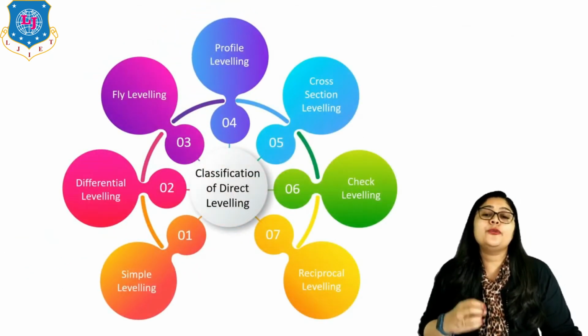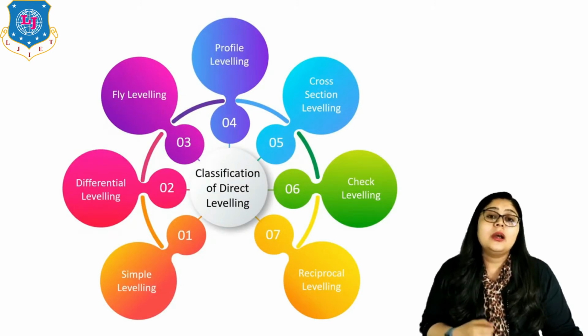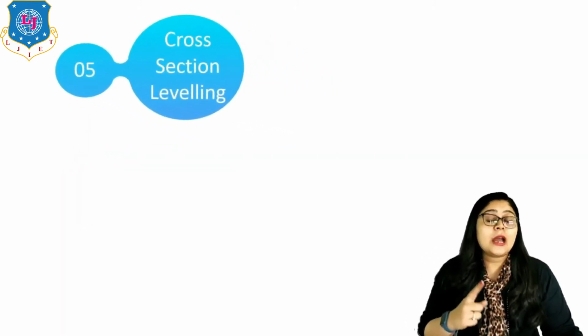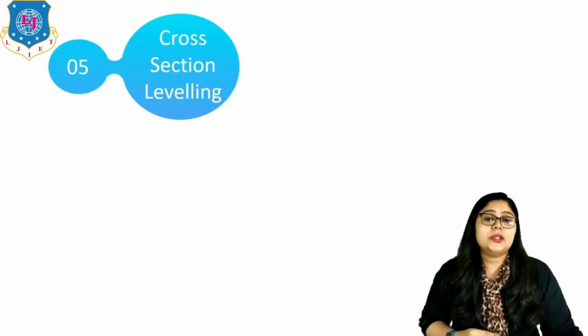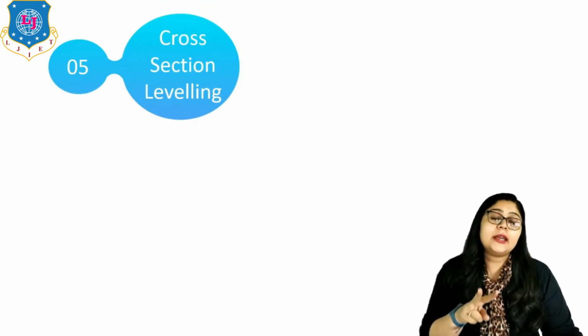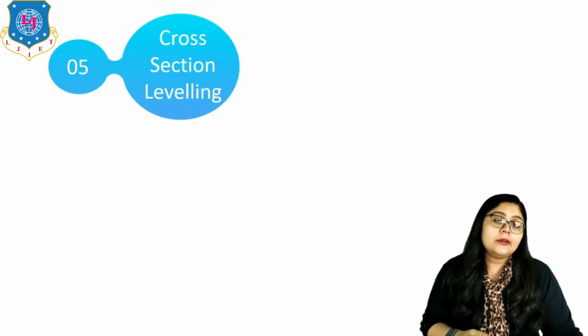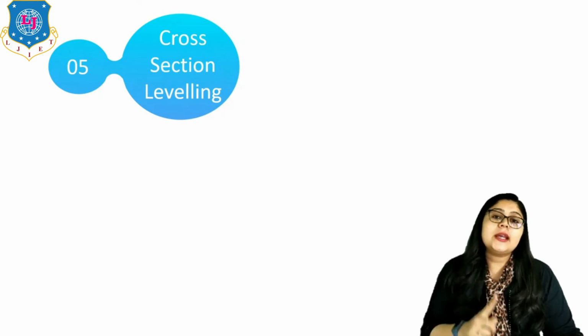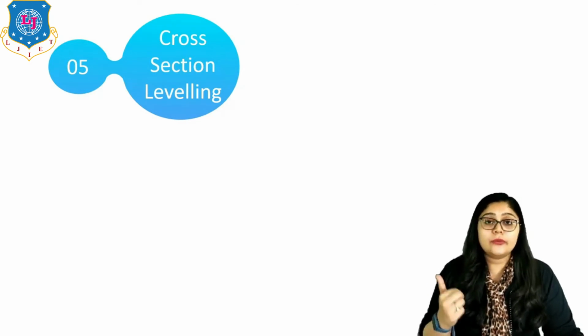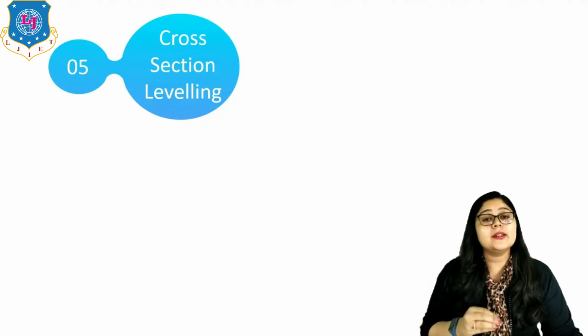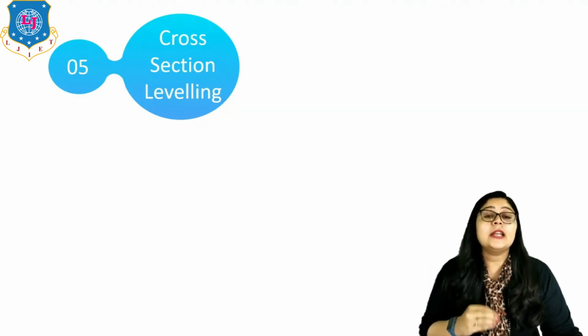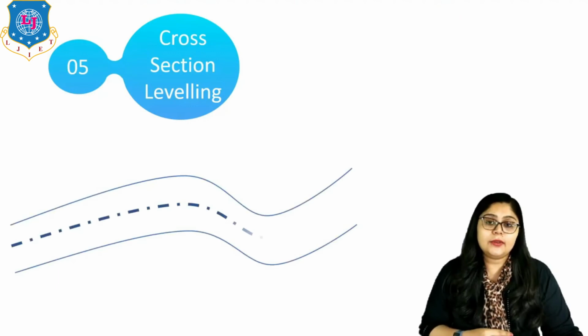Now let's move to the fifth one, which is cross section leveling. Now if you remember, in application we have discussed that there are 2 types of leveling. First is the longitudinal and second is the cross sectional. So what we have just discussed is all about longitudinal. Now let us discuss the cross section leveling.